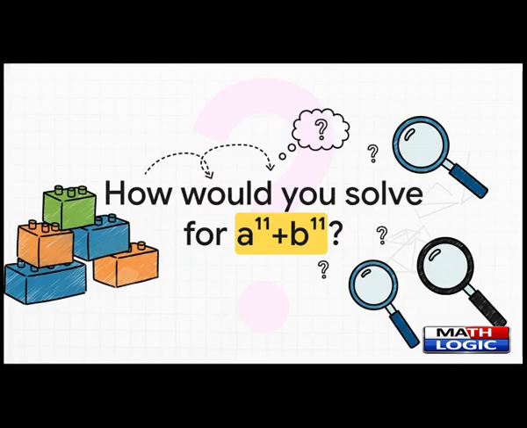So, take a look at this. The mission, should you choose to accept it, is to find the value of a to the 11th power plus b to the 11th power. Now, your first instinct might be to try and solve for a and b directly, but that path gets really messy really fast. Instead, let's look at the clues we're given.